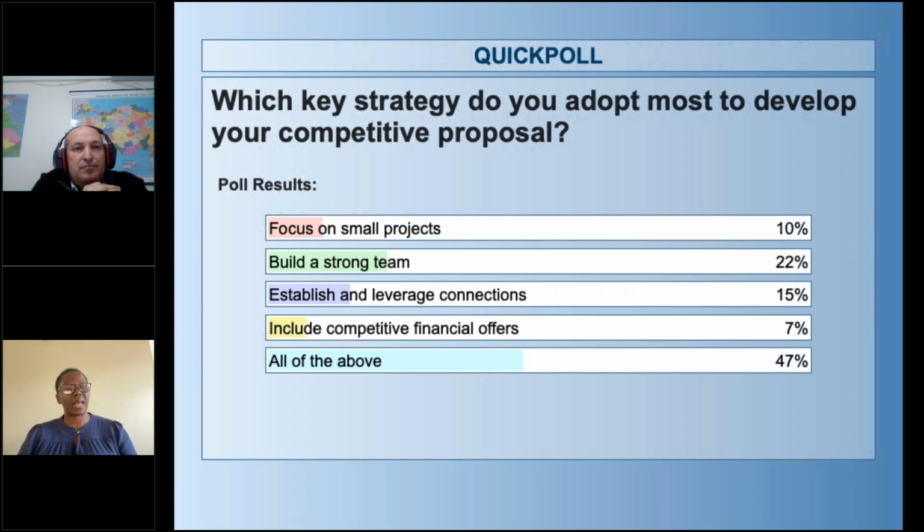There are some other clients who focus more on the financial offer, so you'd find that they offer, let me say, 70% on the technical offer, and then 30% on the financial offer. At the same time, establishing and leveraging connections is equally important.